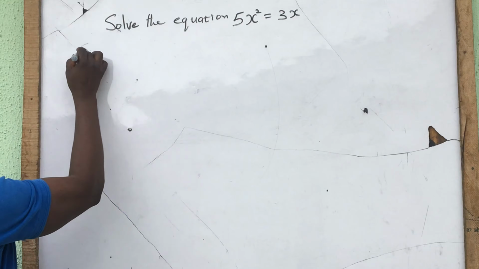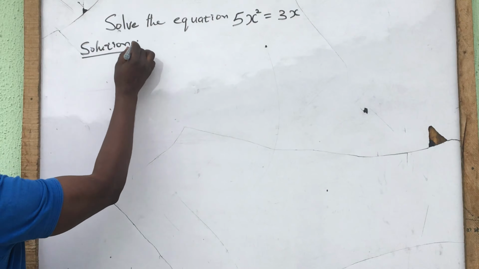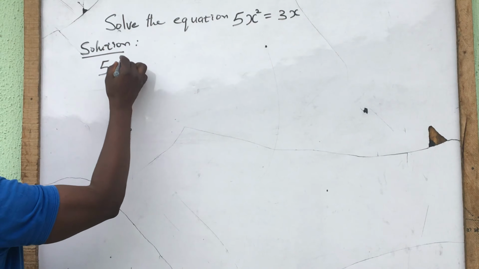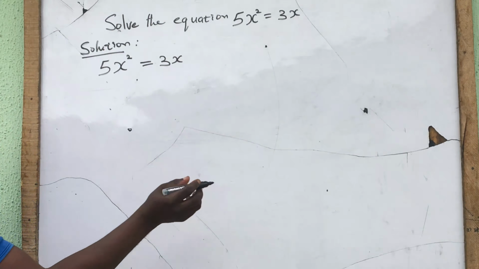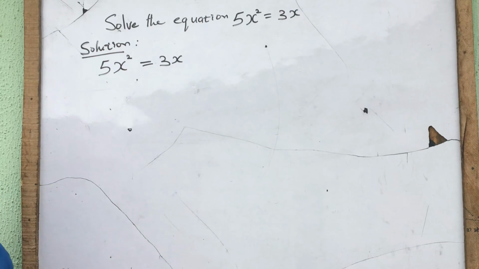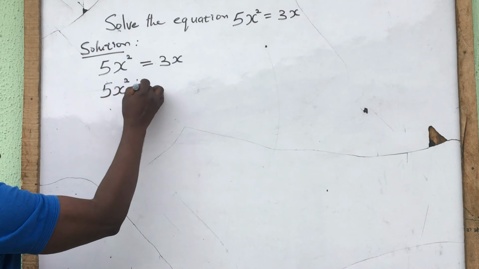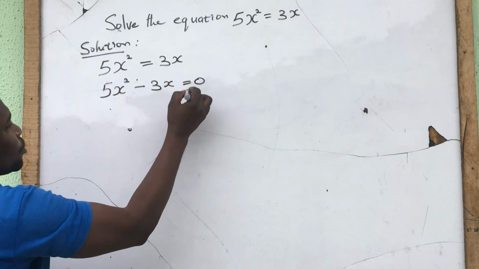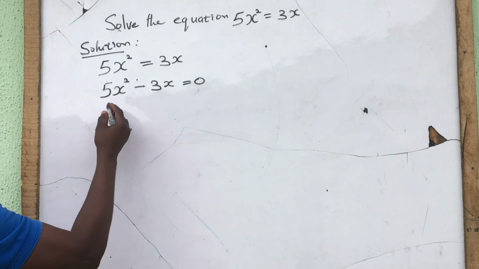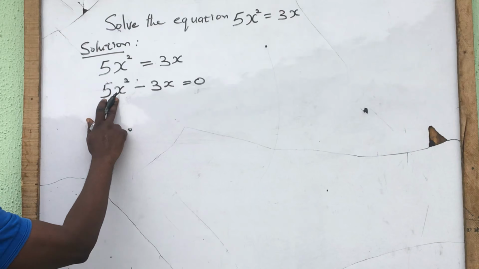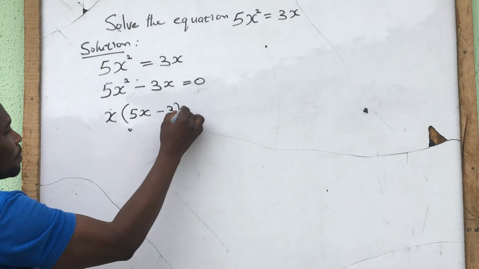So to solve this problem, let's look at this together. 5x squared equals 3x. The first thing to do now is to rewrite this in a quadratic format. That is 5x squared minus 3x equals 0. So can you see now? So the next thing now is to factorize. To factorize this, look at x is here, x is here. So meaning x into 5x minus 3 equal to 0.